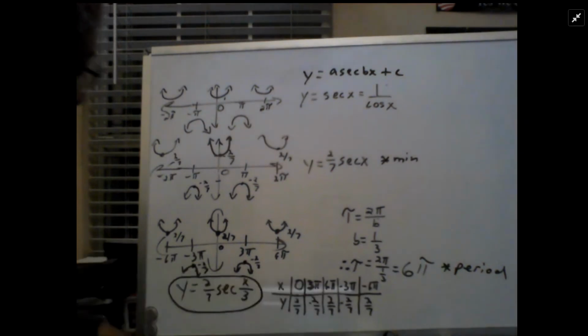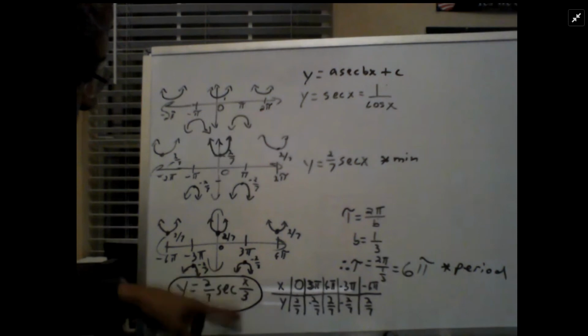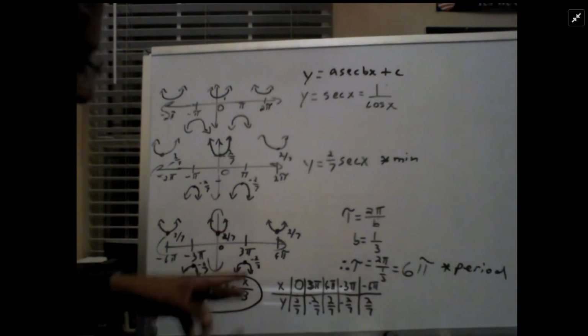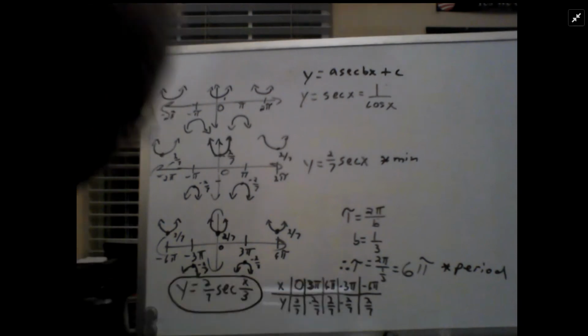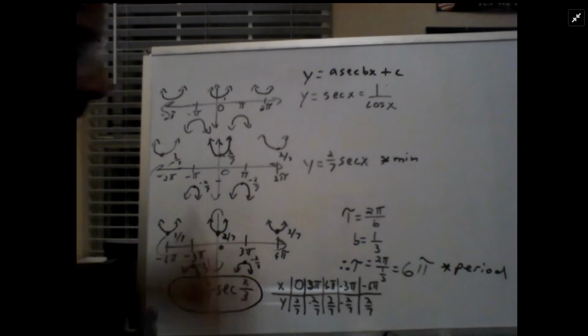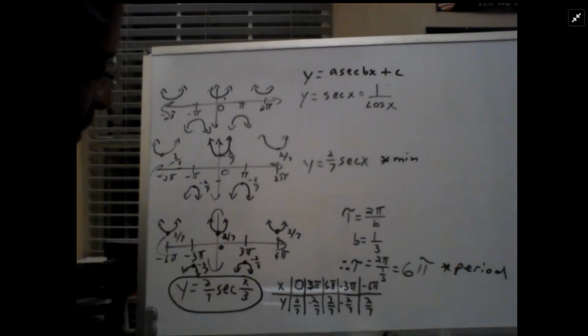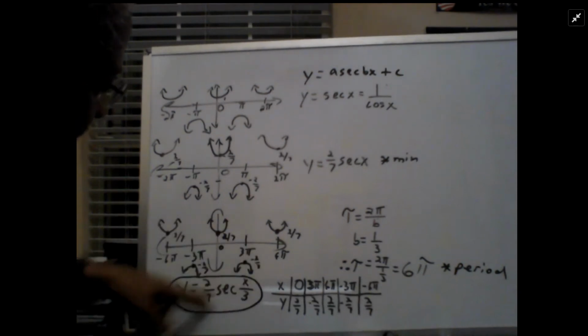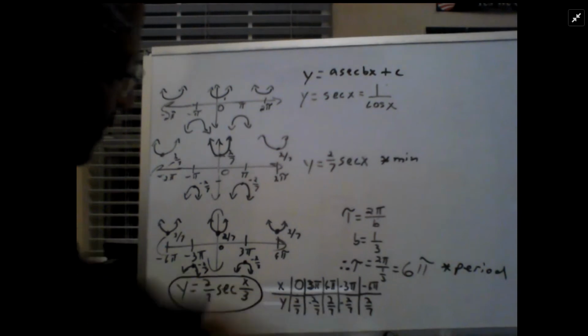The 3 pi, for instance, that's going to cancel the 3's, and secant pi is -1, and -1 times 2/7 is -2/7. The 6 pi, it would cancel to 2 pi. Secant 2 pi, just like secant 0, because 2 pi and 0 are coterminal. So that would be 2/7 times 1 is 2/7.